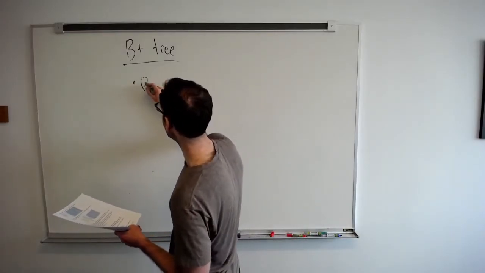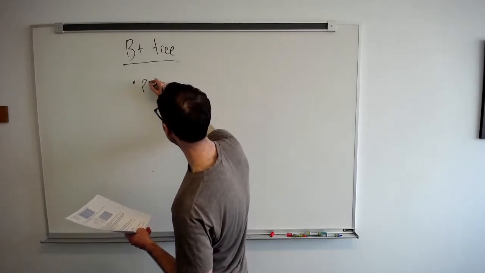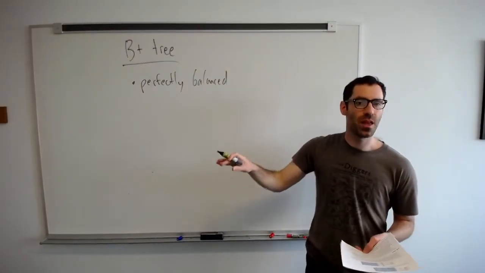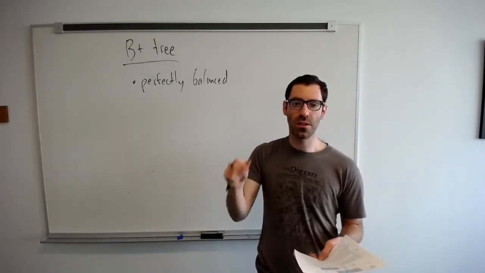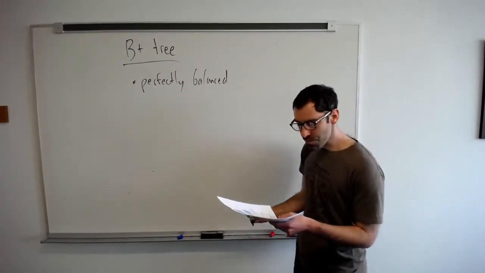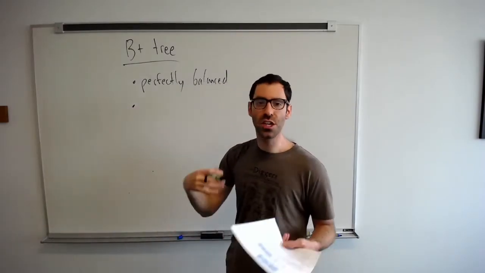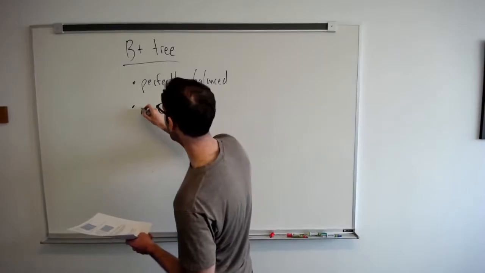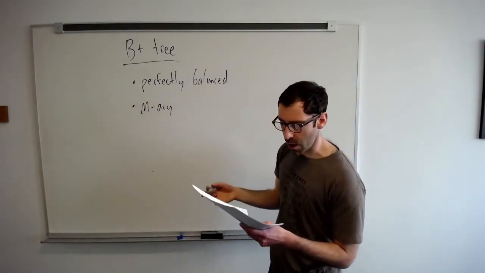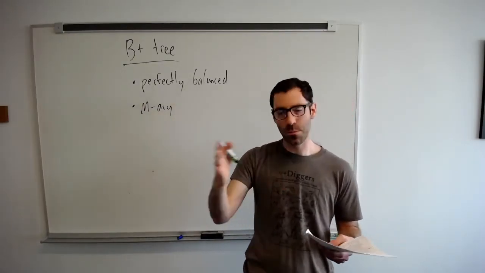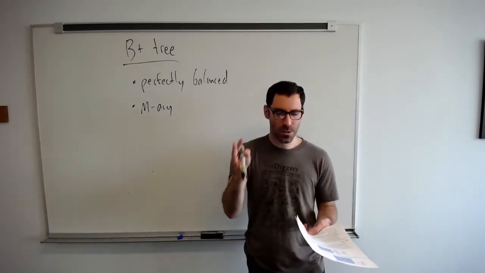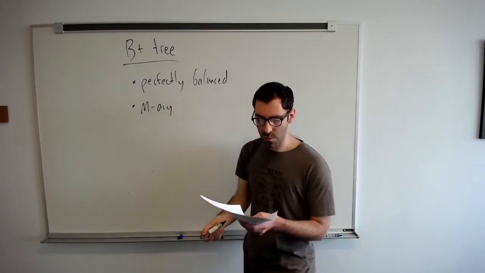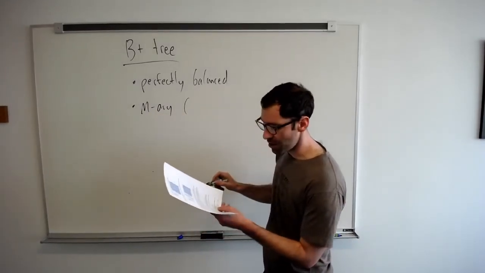So our B plus tree is perfectly balanced, meaning that all leaves of the tree are the same height. And we're just going to maintain this perfectly balanced tree, which is going to give us nice logarithmic height. And this is a generalization of a binary search tree, where a binary search tree says every node has at most two children. This is an M-ary tree, where this capital M is some fixed constant that could be different between different B plus trees. But for a particular B plus tree, we'll say nodes have at most four children or 10 or whatever we choose for M.